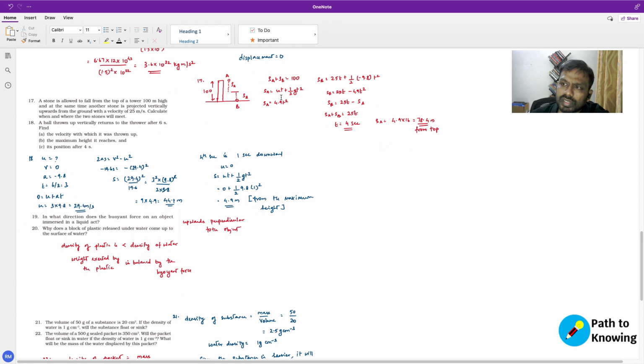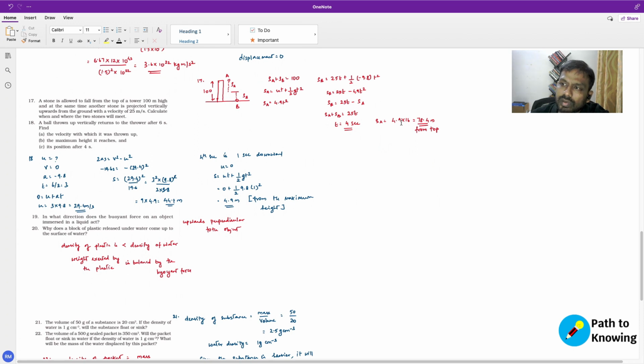So it takes 4 seconds for them to meet here, right? It's after 4 seconds that the first stone and the second stone will actually meet. So calculate when and where. We have now found out when it is going to be, 4 seconds. So where? We have to solve for one of these, whether SA or SB, right?